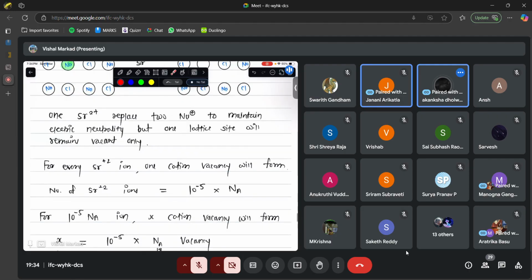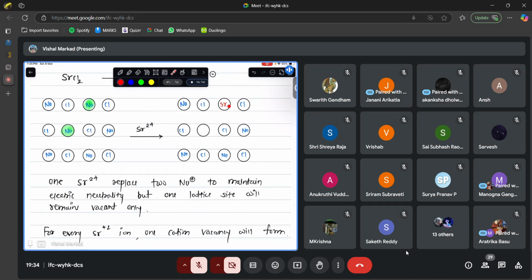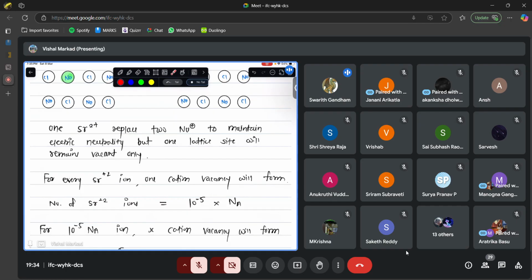Can I say for every Sr2+ ion, one cationic vacancy will form? Whenever I add one Sr2+, every time I will get one free space, because whenever I add one Sr2+, I remove 2 Na+, and in place of them I can put only one Sr. But still one space will be vacant. So whenever I add one Sr2+, one vacancy will be created. Are you understanding?